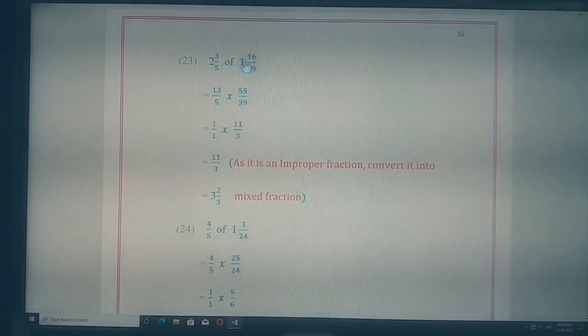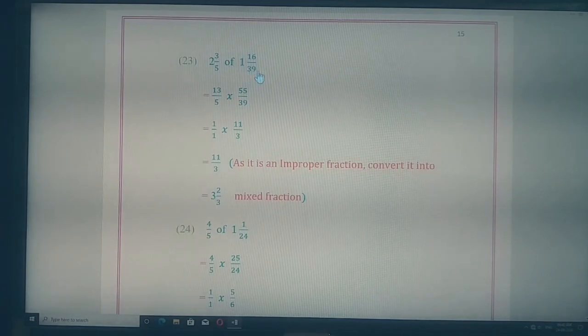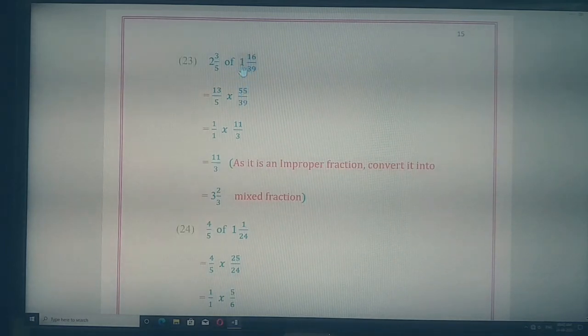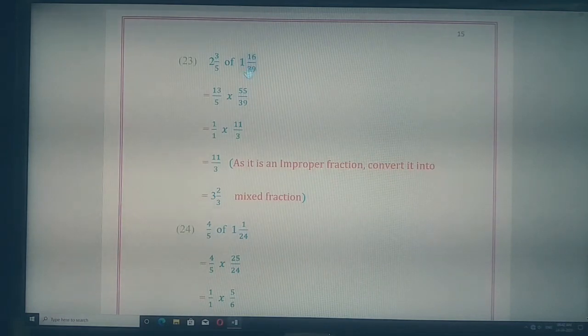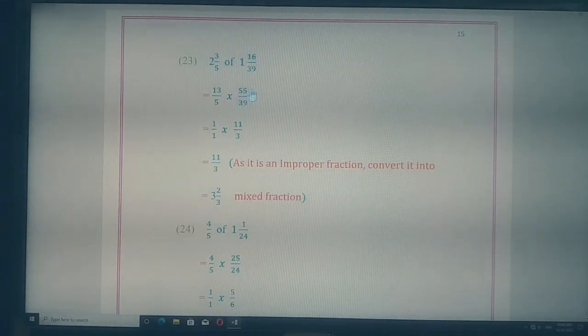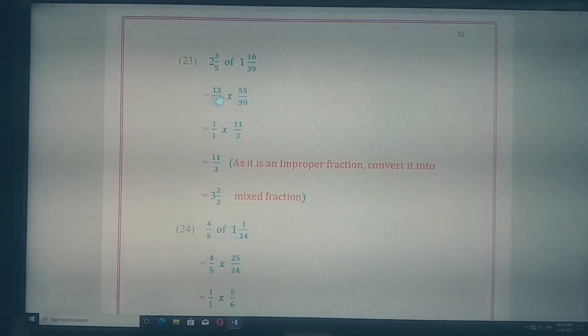Similarly, here also, when we are converting the mixed fraction into an improper fraction, the denominator does not change. The denominator we have to copy as it is. The denominator 39 is copied as it is, 39. And in order to find the numerator, we have to use the multiplication addition rule. First, we have to multiply and then we have to add. 39 ones are 39. The answer 39 has to be added with 16, and 39 plus 16, the answer will be 55. 55 upon 39. So our next step will be 13 upon 5 multiplied by 55 upon 39.